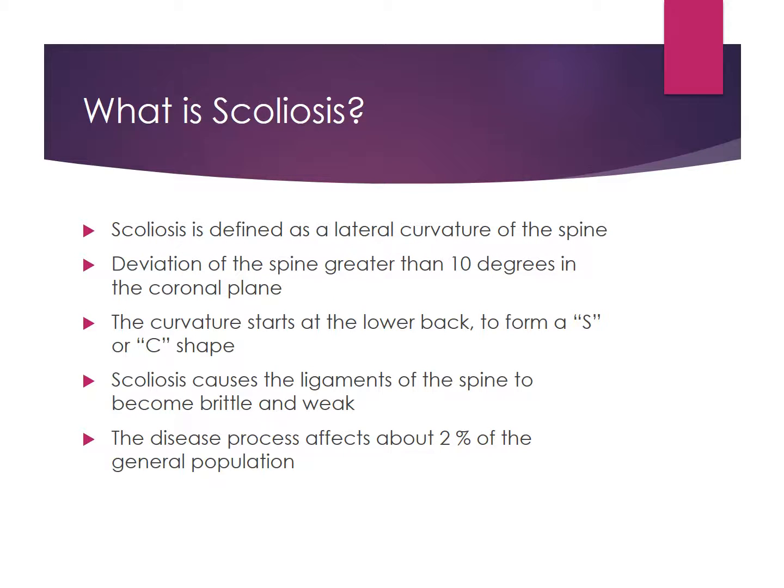What is scoliosis? Scoliosis is defined as a lateral curvature of the spine, a deviation of the spine greater than 10 degrees in the coronal plane. The curvature starts at the lower back to form an S or a C shape. Scoliosis causes the ligaments of the spine to become brittle and weak. The disease process affects about 2% of the general population.